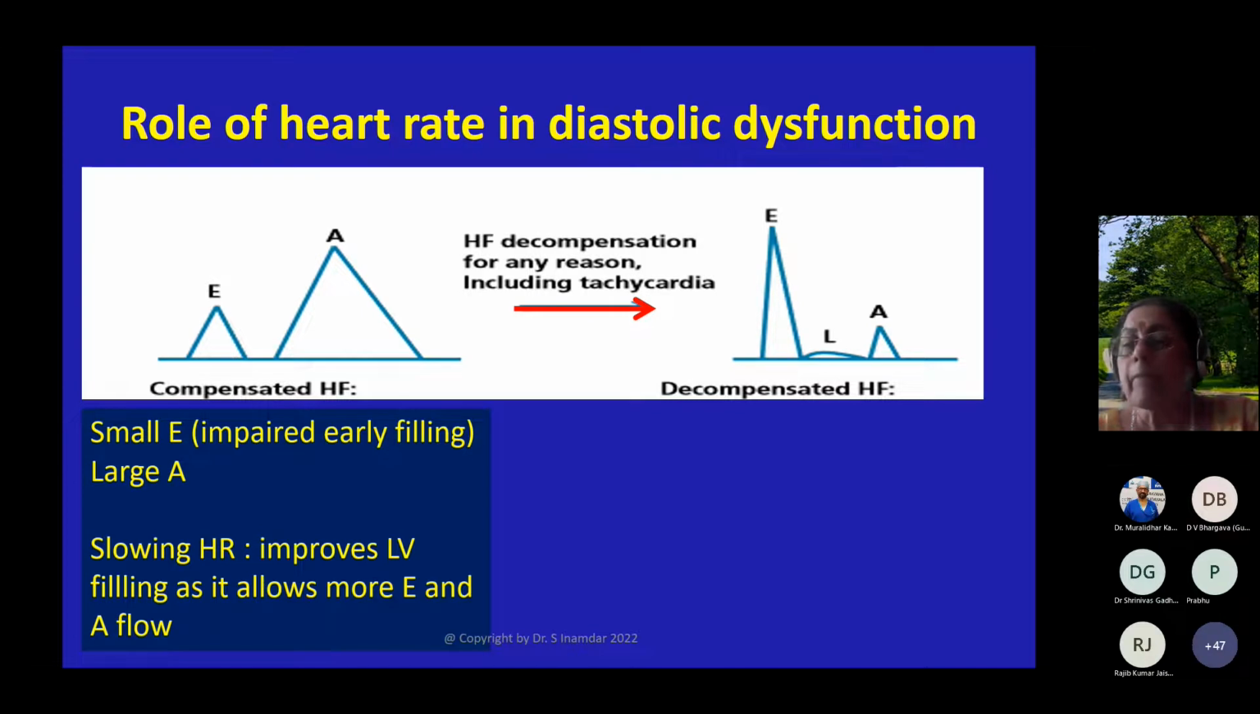I think you discussed, Dr. Muralidhar discussed this in this forum previously. I could hear it a little bit.